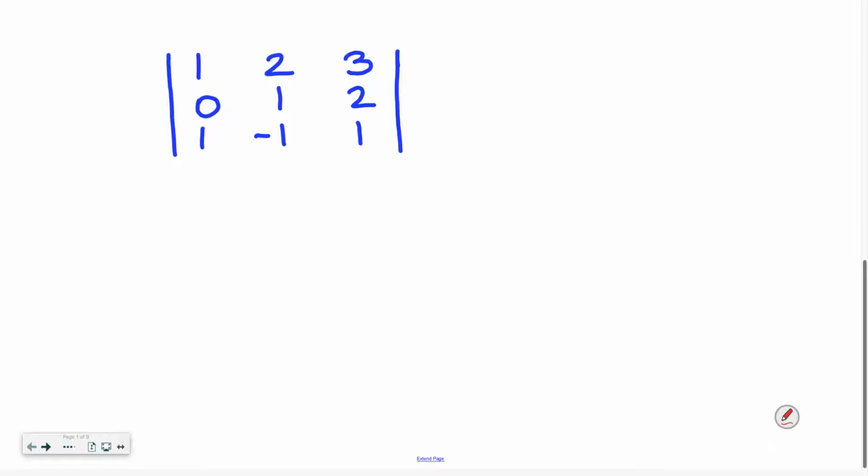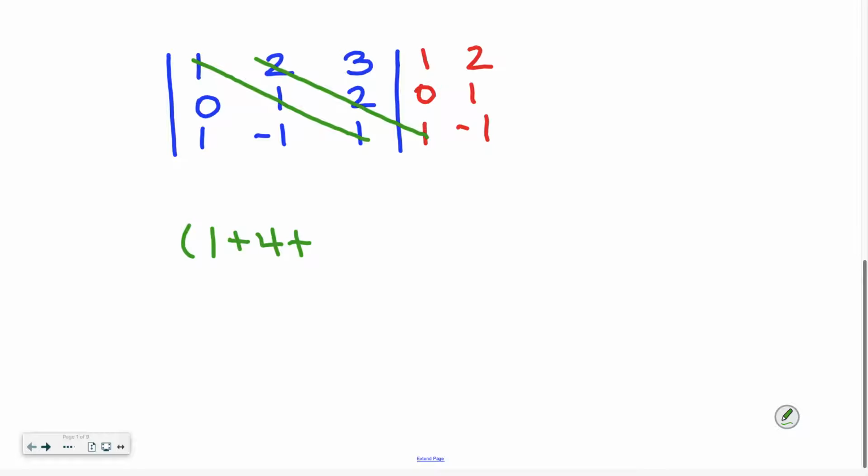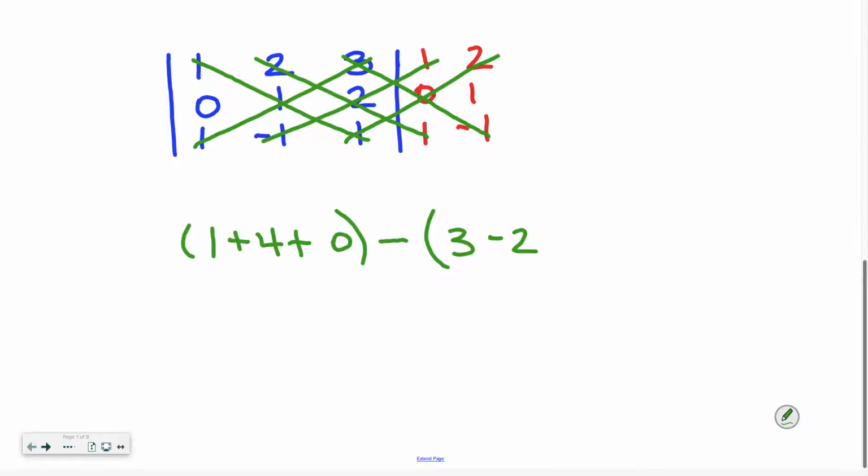Okay, Monique says our first job is to copy paste the first two columns. Okay, what do we do as we cross? So we have 1 plus 4 plus 0. We add those together and then subtract the sum of our up diagonals. Yep. Yes, we actually got that pretty good. Crushed it. I'm actually very impressed. Terrific job.